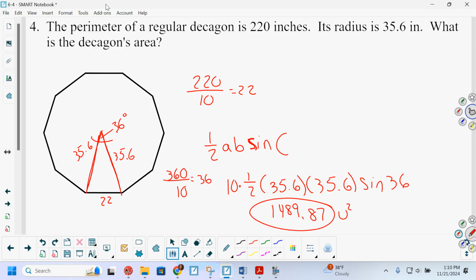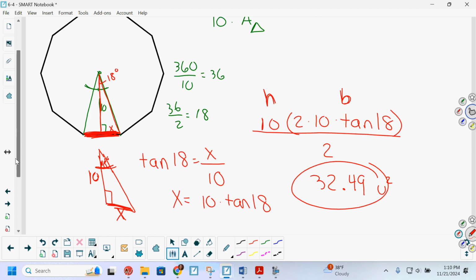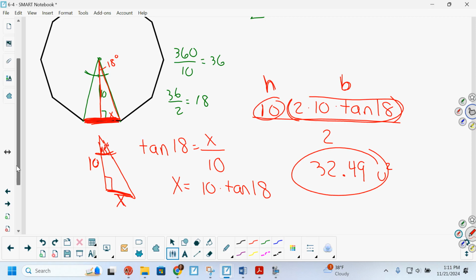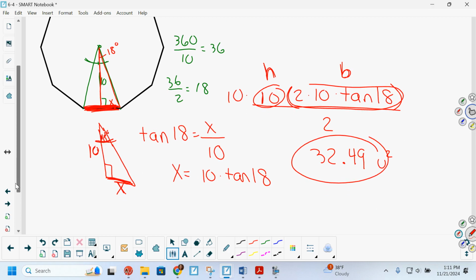All right, before we keep going though, I feel like I forgot to multiply by the number of triangles. Let me just double check. So this was my base, this is my height, and I divide by 2. I did not multiply by the number of triangles. So how many triangles were there? 10. Look, I even wrote it here, but I didn't write it here. So really, I should have multiplied by 10. That's going to move my decimal over 1.